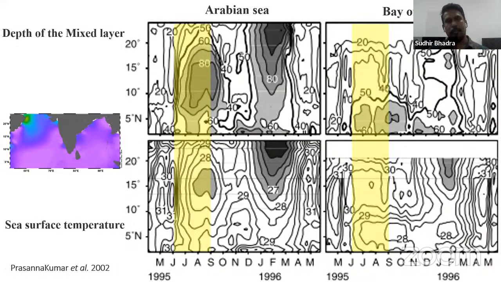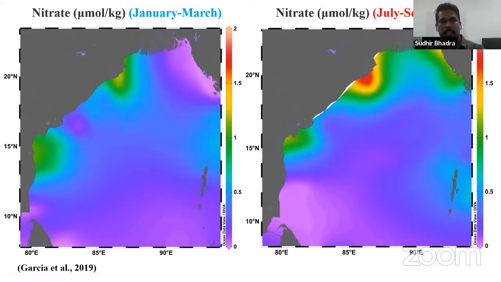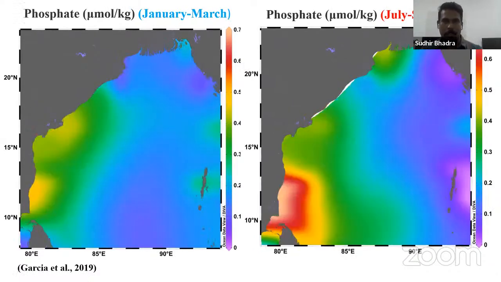Further, this freshwater influx also brings a large amount of nutrients to the basin. And these nutrients, let's look at the silicate, are much higher in the summer monsoon season because of the high amount of rainfall it's carrying. And the same happens with respect to nitrate and phosphate also.